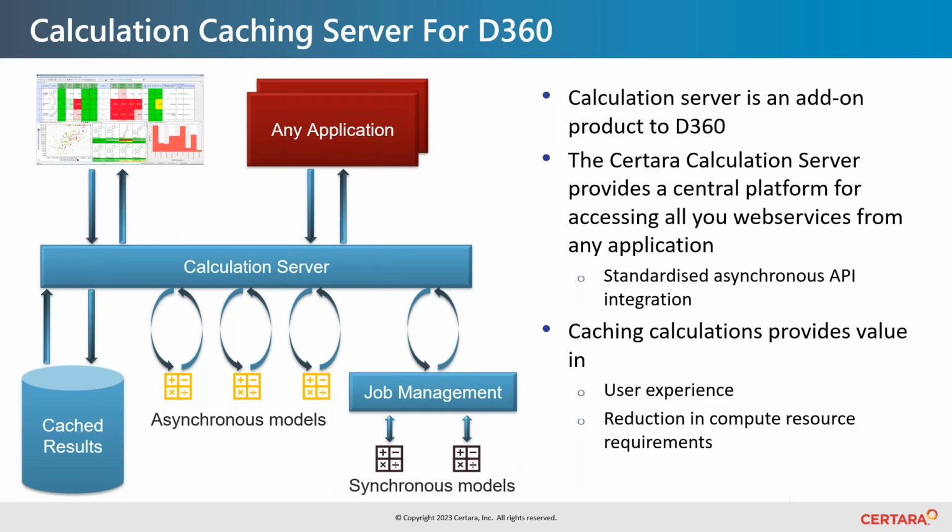And one important thing here is that it's a calculation caching server, so it caches the results. So that means that if different users request the same molecule, it's not recalculated every time, but it's instead retrieved from the cache. So that really provides value in the user experience, that they don't have to wait for so long, and also it reduces the computational resource requirements. So that's an additional service there.